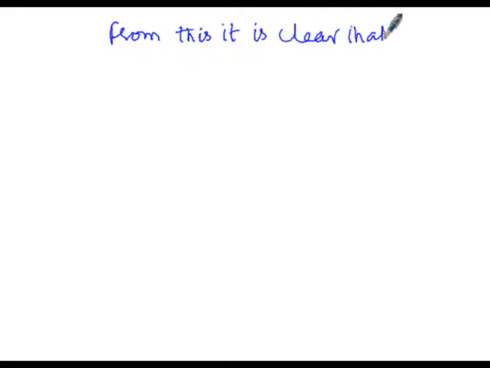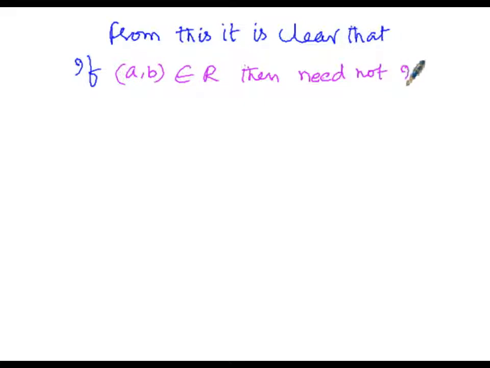So from this it is clear that if the ordered pair (A, B) belongs to R, then it need not imply, it is not compulsory, that (B, A) also belongs to R. From this it is clear that a relation is a set of ordered pairs, or in other words every set of ordered pairs is nothing but a relation.